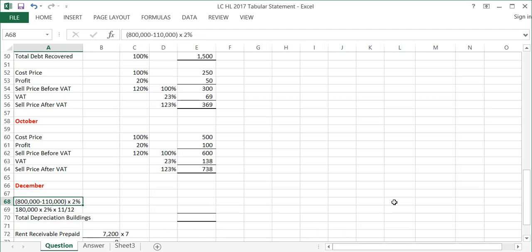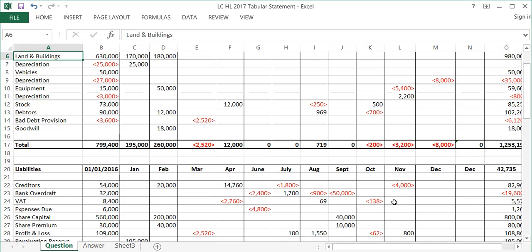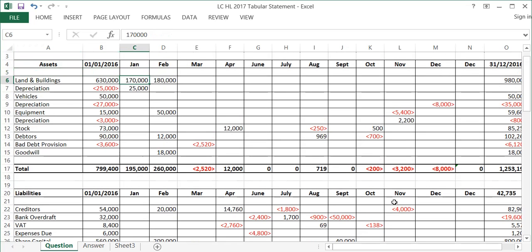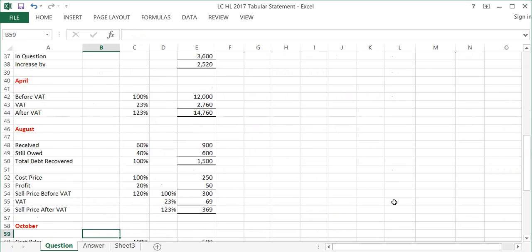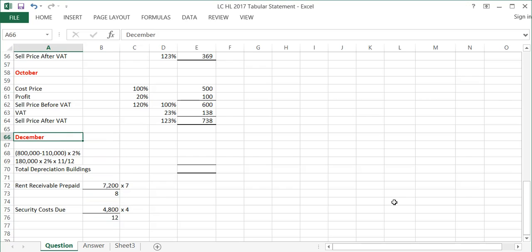For the depreciation on buildings, if we go back, we can see from the top that the buildings were revalued at the 1st of January. So they were revalued to 800,000. Now the land element of that is 110,000, and you don't depreciate land. So we're going to have 800,000 minus the land element of 110,000, and we're going to get 2% of that, which is 13,800.